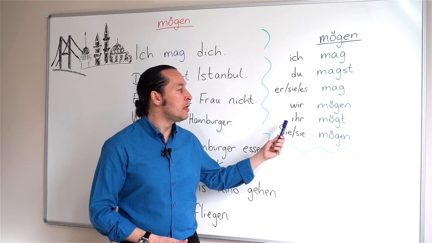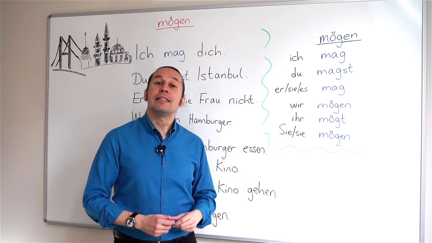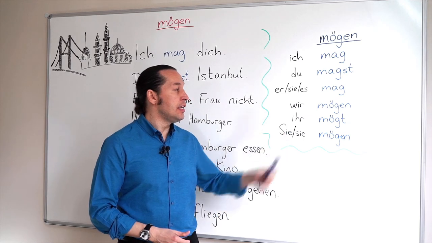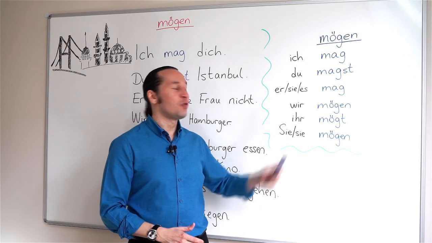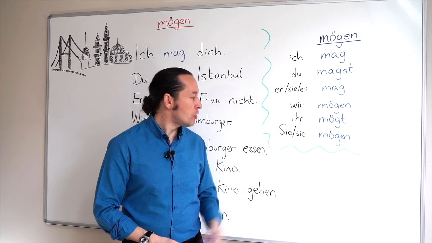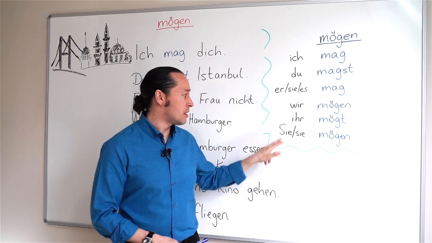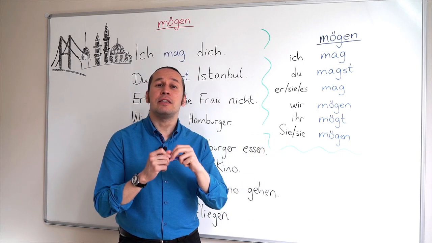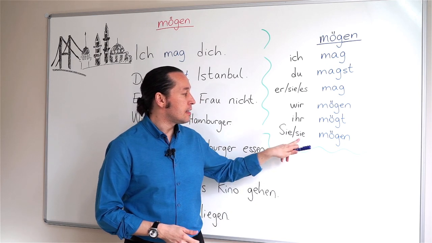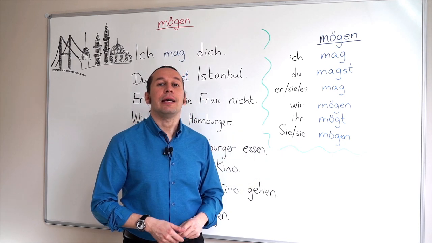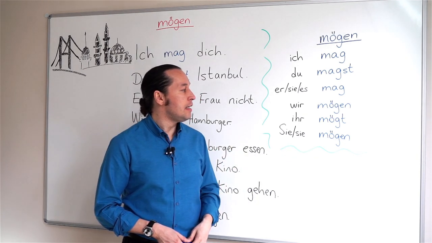Wir mögen, ihr mögt, sie mögen, Sie mögen. Wir mögen stands for we like. Ihr mögt is a group of people, two or more. This would be ihr mögt. Sie mögen, if it's written with a capital, means it is the formal way of saying you, and sie mögen in lowercase stands for they like, which is conjugated the same.